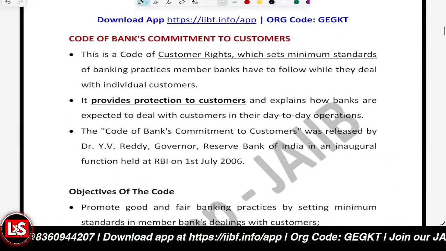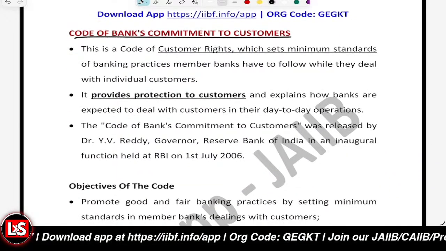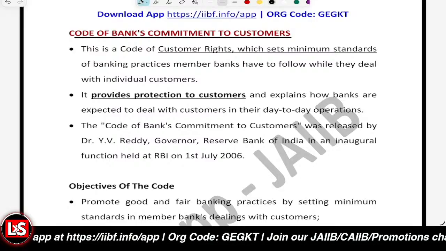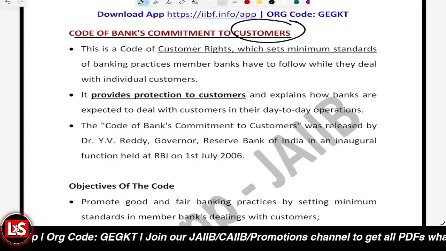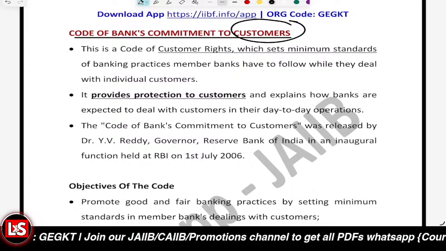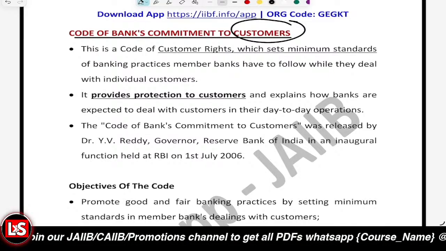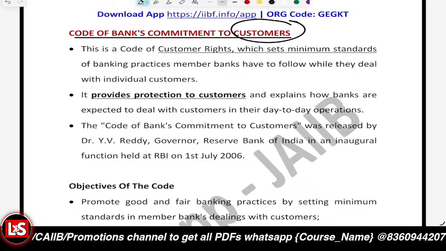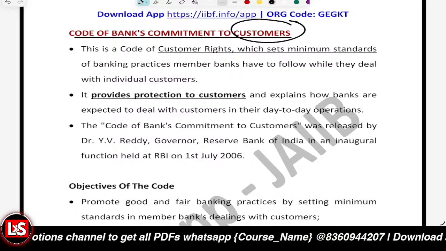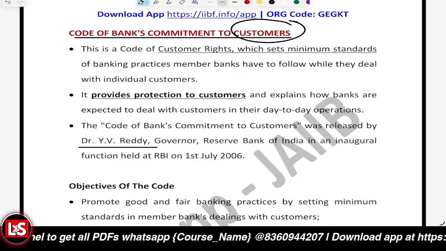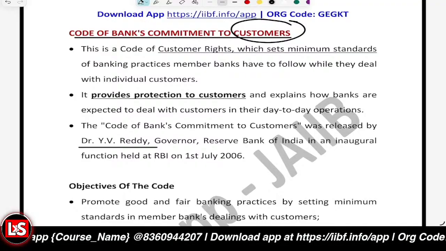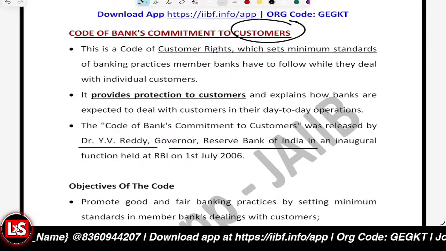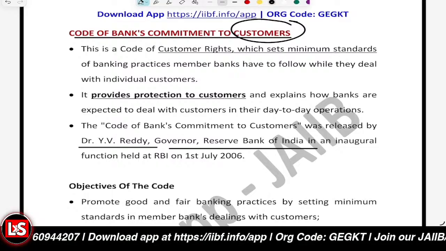And if we look at the code of the bank's commitment to the customers, as the name suggests, it deals with the individual customers. And basically the name of the code is the Code of Bank's Commitment to the Customers. And it was released by Dr. Y.V. Reddy, who was then governor of the Reserve Bank of India, in an inaugural function, right?